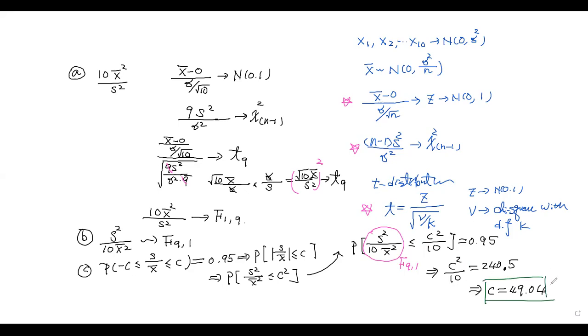All right, so that's it for this problem. Like I said, this is a very good problem. It's not too hard, but we use basically the five most important sampling distribution properties here.